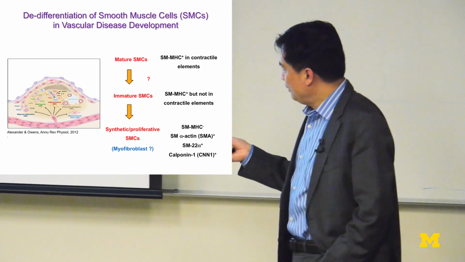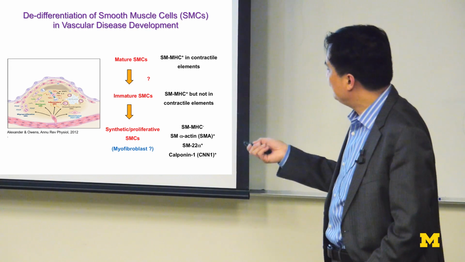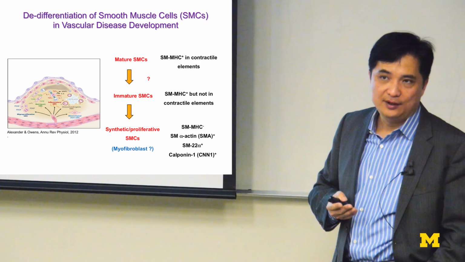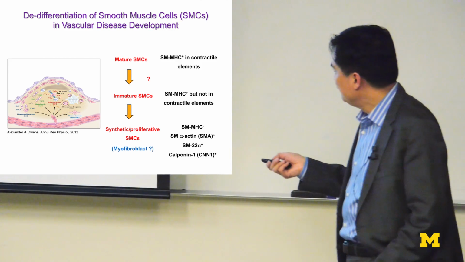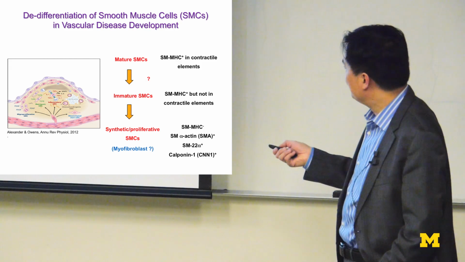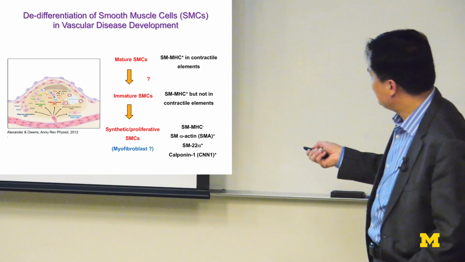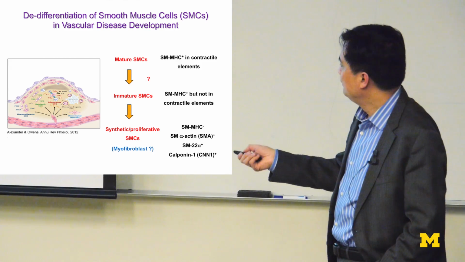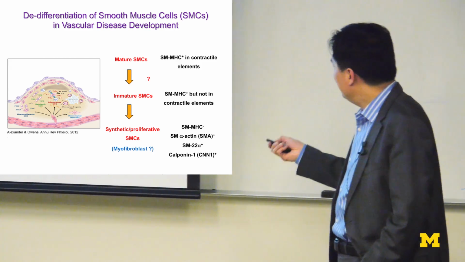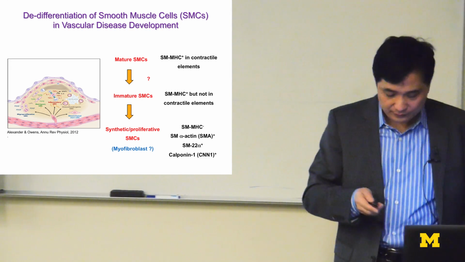However, one question remains to be answered: whether the synthetic and proliferative smooth muscle cells could also be derived from stem cells. Because when stem cells differentiate, they could differentiate to myofibroblasts, which is exactly the same phenotype as the synthetic and proliferative smooth muscle cells. These cells are positive for immature smooth muscle markers, such as alpha-actin, SM22, and calponin-1, but negative for mature markers, for example, the smooth muscle myosin heavy chain.